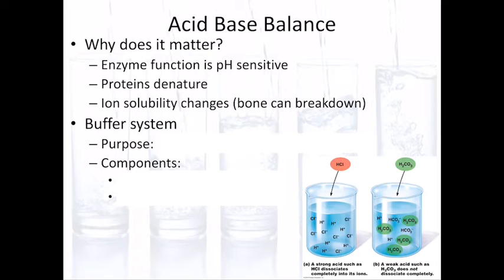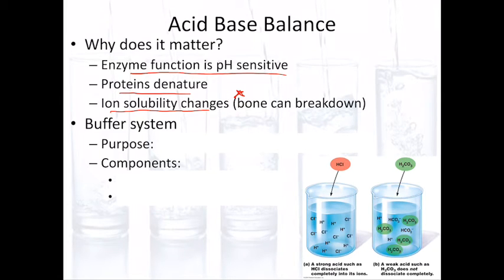Okay, so why does acid-base balance matter? First of all, because enzyme function is sensitive to pH, as well proteins can denature in the wrong pH, and then ion solubility changes with different pH. So one example of a problem with this is bone can actually break down if blood gets too acidic.